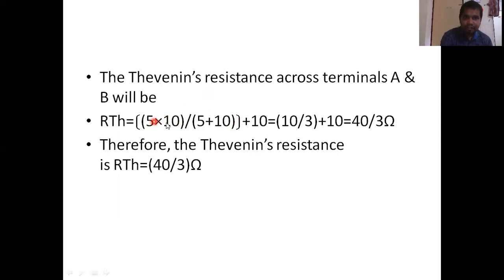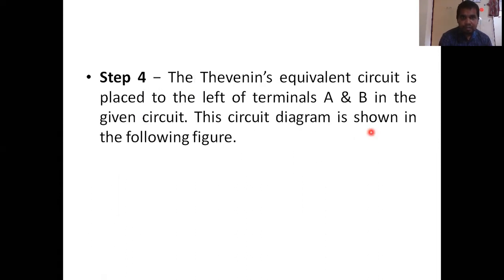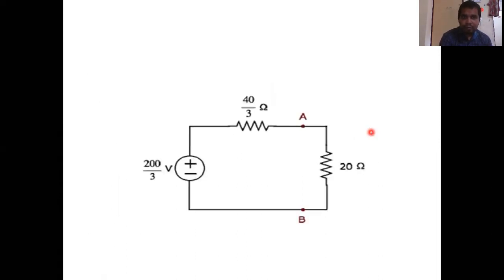These two are parallel, 5 and 10 parallel. So 5 into 10 divided by 5 plus 10, for the parallel combination, plus 10, you get this. So you determine the resistance also. So you have determined both.